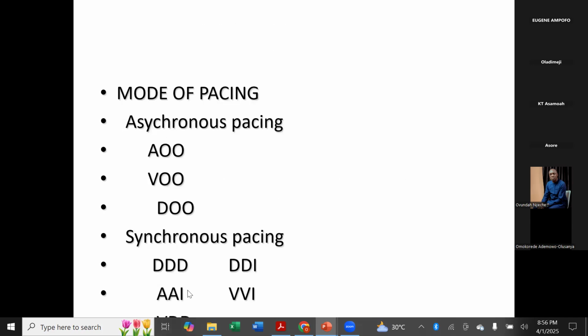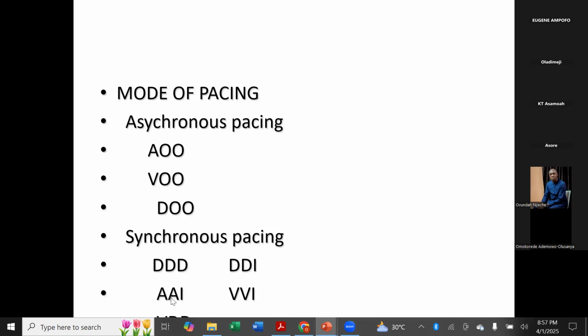Now, one important thing here, I think something is not showing on the slide there. VDD is the one under the AAI. There's VDD under here. Okay, so let's discuss the advantage of one over the other. When you use AAI, you do AAI when you think a patient needs pacing to respond to a pacing demand only. This is a patient that just has SA node dysfunction, and the AV node is functioning well. So you put in an AAI mode.